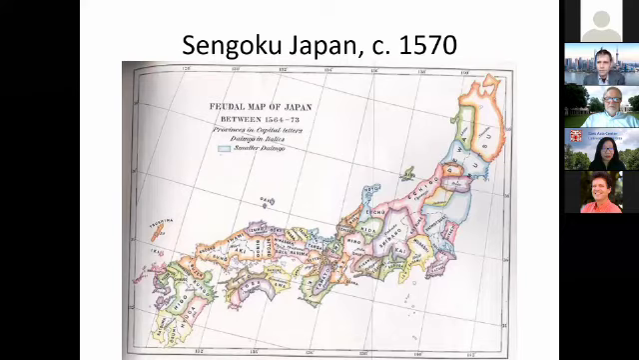But I would like to move on to the next major case, which is Sengoku Japan. So we're going to go back in time by almost 500 years.